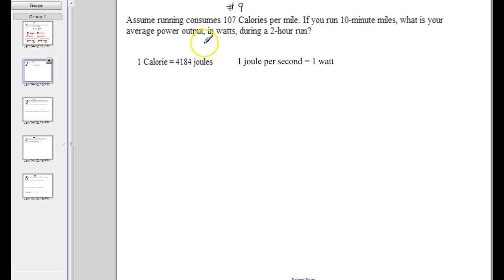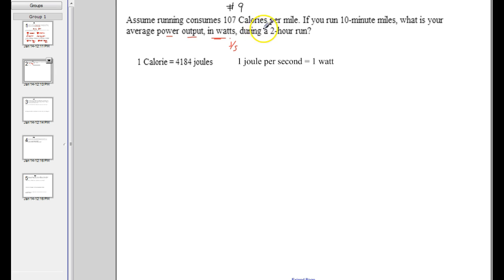Okay, so we need that to be able to do this because it wants it measured in watts. So you can also think of that as joules per second if it helps you. Okay, so to get this, we need to first come up with how many miles we're going to run. So we're burning 107 calories per mile, and we need to get that into joules per second.